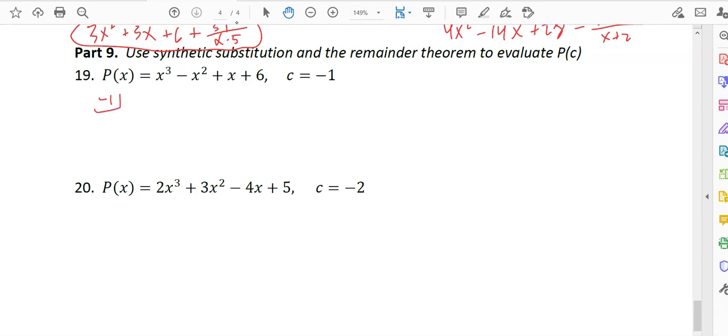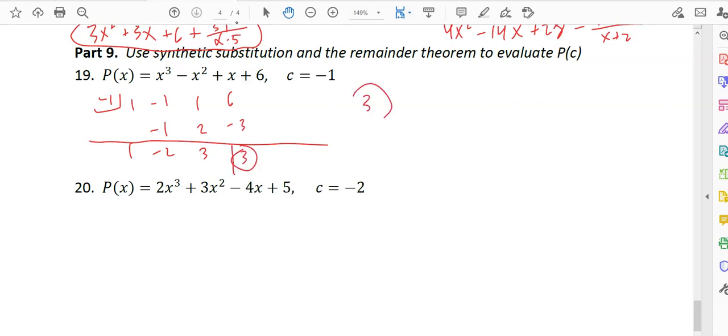Negative 1, 1, negative 1, 1, 6. Oh, this is going to go fast. 1, this is negative 1, negative 2. If I add, it's going to be 2, which is 3, negative 3, 3. My answer is 3. The remainder is the answer when you do synthetic substitution. In other words, p of negative 1 is equal to 3.